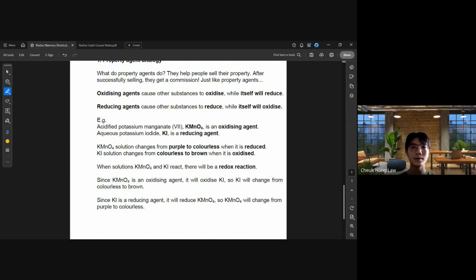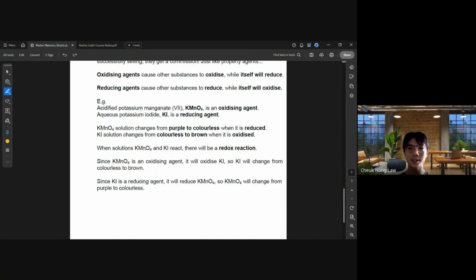Let me give you an example. Acidified potassium manganate(VII), KMnO4, is an oxidizing agent. Aqueous potassium iodide, KI, is a reducing agent. What happens when these two react together? Firstly, acidified potassium manganate(VII) solution, KMnO4, changes from purple to colorless when it is reduced. Then your KI solution, aqueous potassium iodide, changes from colorless to brown when it is oxidized. Remember, your oxidizing agent reduces and your reducing agent oxidizes.